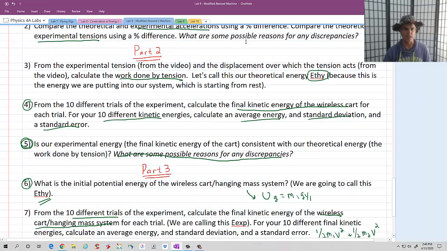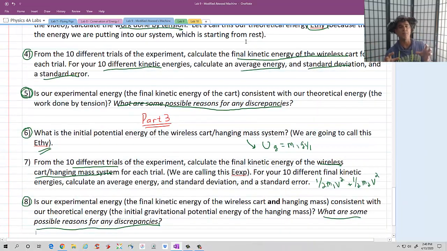And then last but not least, part 3, same 10 trials, but now we're looking at our system as the wireless cart plus the hanging mass. System starts from rest, but the hanging mass has gravitational potential energy. The initial energy of the system, that I'm calling the theoretical energy, is just the potential energy of the hanging mass. Then you let it go.